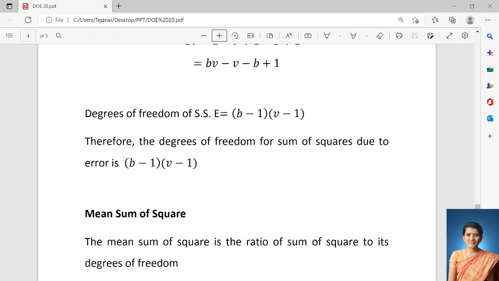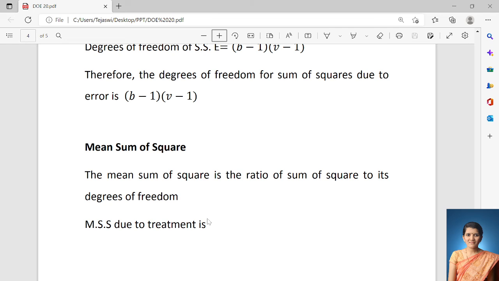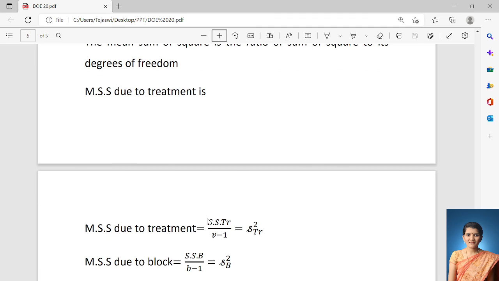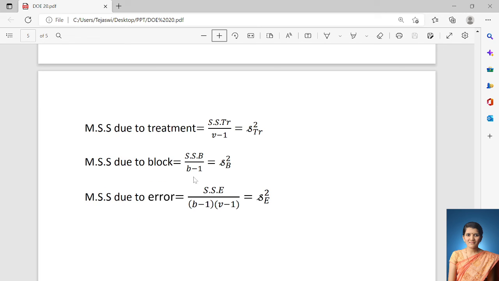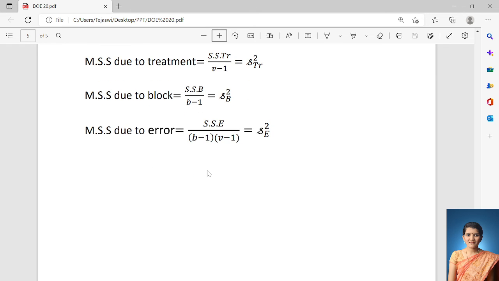After that, we will calculate the mean sum of square, and the mean sum of square is the ratio of sum of square divided by its degrees of freedom. So mean sum of square due to the treatment is sum of square due to the treatment divided by its degrees of freedom. Similarly, for the block, degrees of freedom is b minus 1, so mean sum of square due to the block is sum of square due to the block divided by b minus 1, and mean sum of square due to the error is sum of square due to the error divided by its degrees of freedom, (b minus 1)(v minus 1).